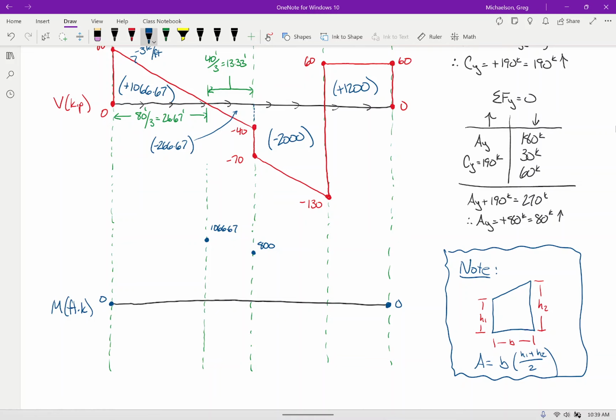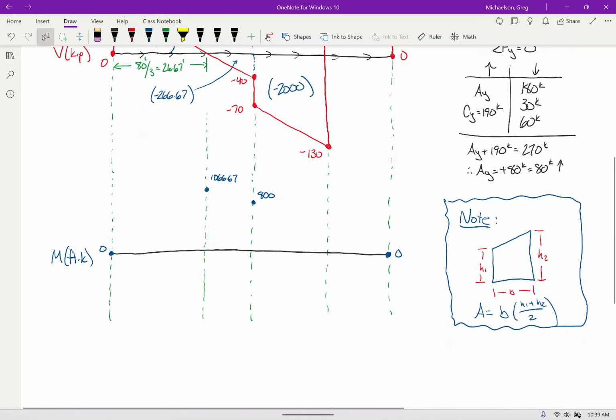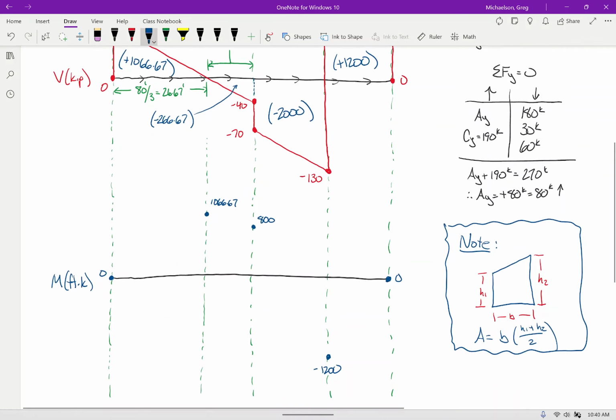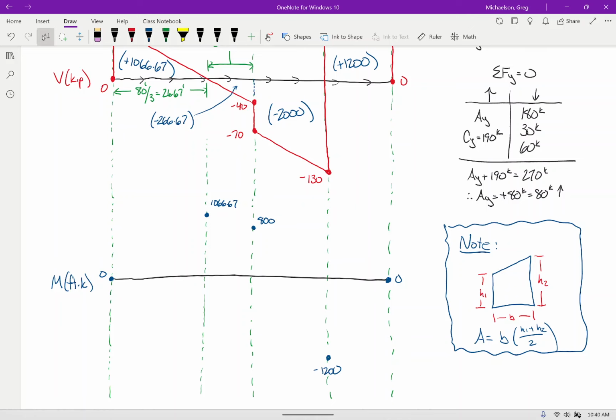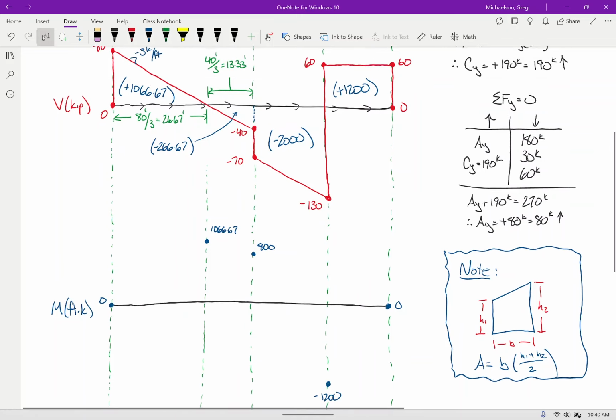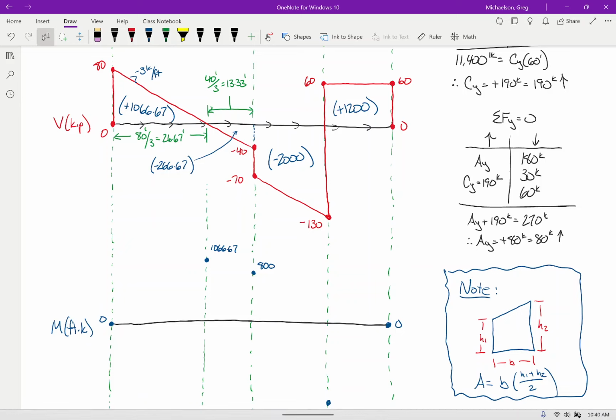And I'm at 800, I drop down 2,000, that's going to put me at what? Negative 1,200. And then I'm at negative 1,200, jump up 1,200 to bring me back to 0. Sound good?